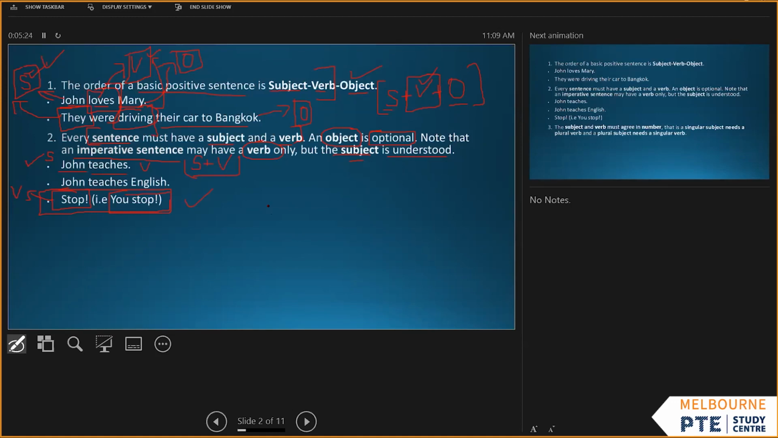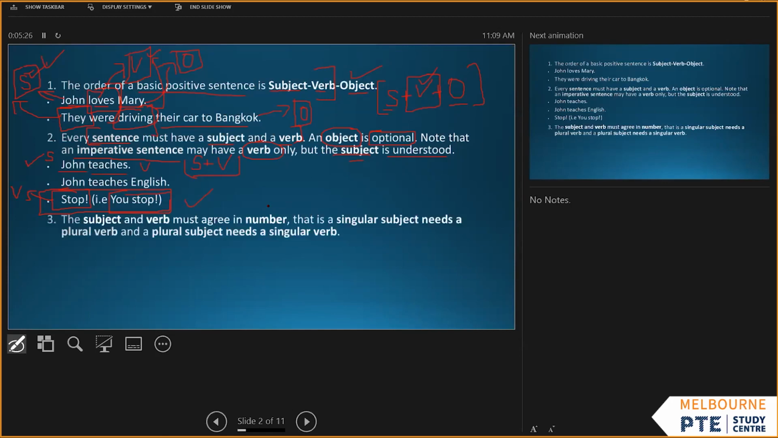Next rule also very simple, but a lot of times students confuse this. This says that subject and verb must agree in number. What does that mean? It means that if you have one, or you can say singular subject, you will need a plural verb. Plural verb as in the verb will be accompanied with S or ES.